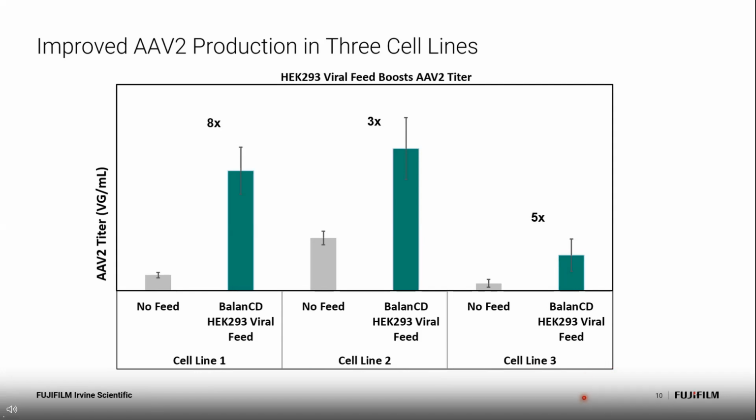Cell cultures were in triplicates for each culture condition, and PCR was performed in triplicates for each sample obtained from each cell culture. The data for the first 2 cell lines are from qPCR assay, and the third one is from digital PCR assay. As you can see, the viral feed significantly improves AAV2 titer in all 3 cell lines at different degrees, specifically by 3 to 8-fold.